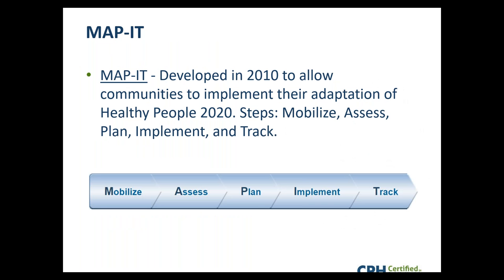Okay, here's another model, MAP-IT. MAP-IT was developed in 2010 to allow communities to implement their adaptation of Healthy People 2020. When Healthy People 2020 came out, it's not that you can directly implement that in your community. So the adaptations they were able to do became known as MAP-IT. And the steps, you'll probably be able to see the general planning model here again. Mobilize their group, assess what's going on, plan that intervention, implement, and they say track.